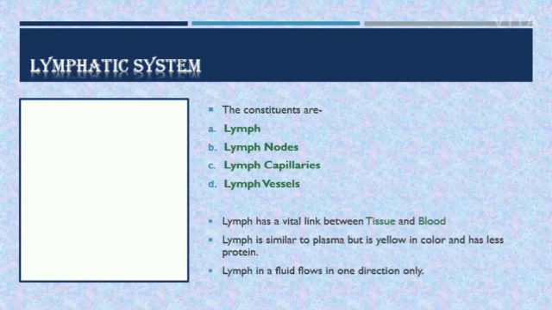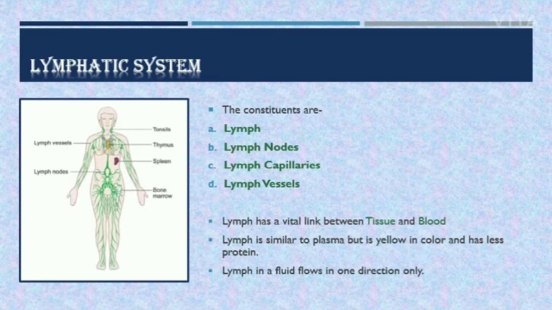After that, we have another system of the body known as the lymphatic system. This system contains lymph, lymph nodes, lymph capillaries, and lymph vessels. It is a vital link between tissue and blood. Lymph is similar to plasma, but it is slightly yellow in color and has less protein. It is a fluid which flows in one direction only. It helps in getting rid of toxins, waste, and other unwanted materials from the body.